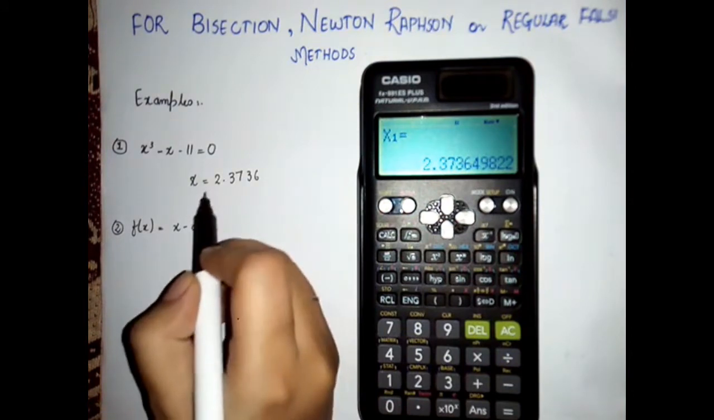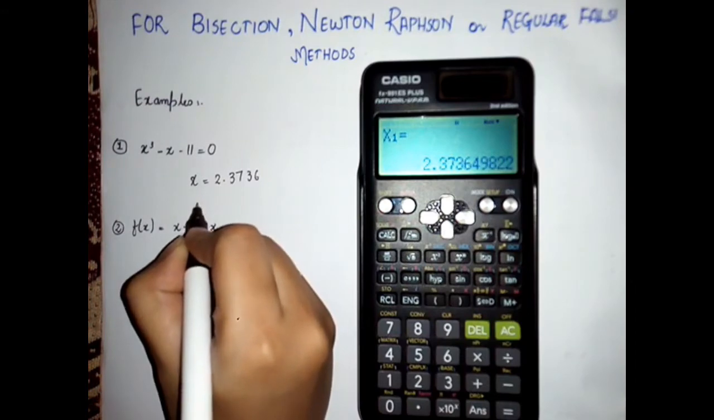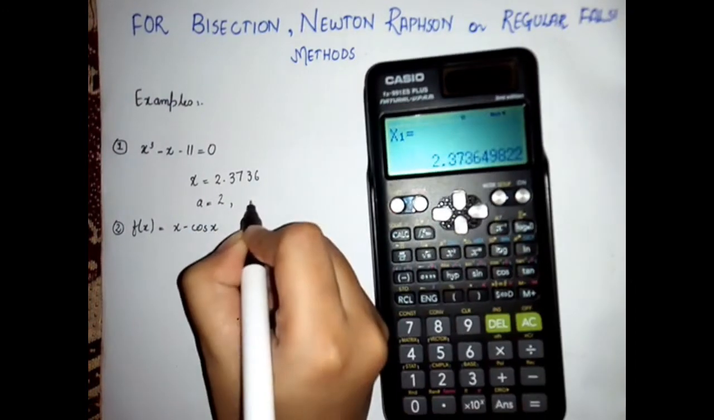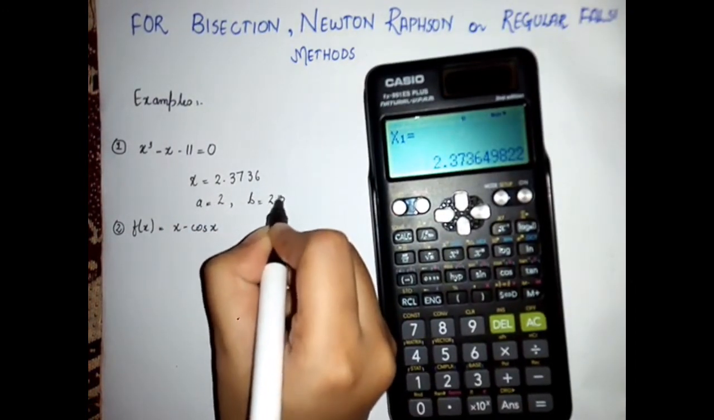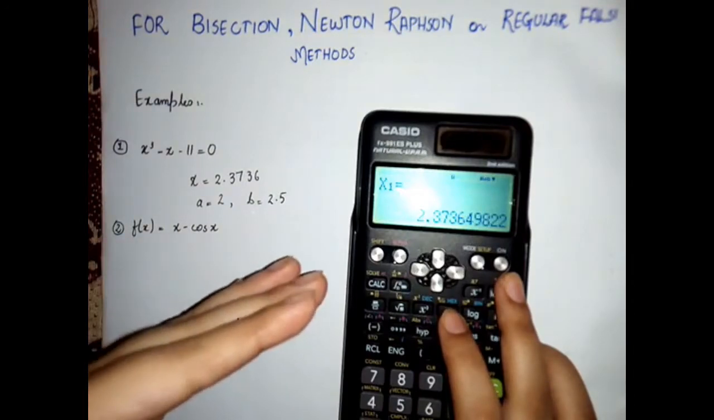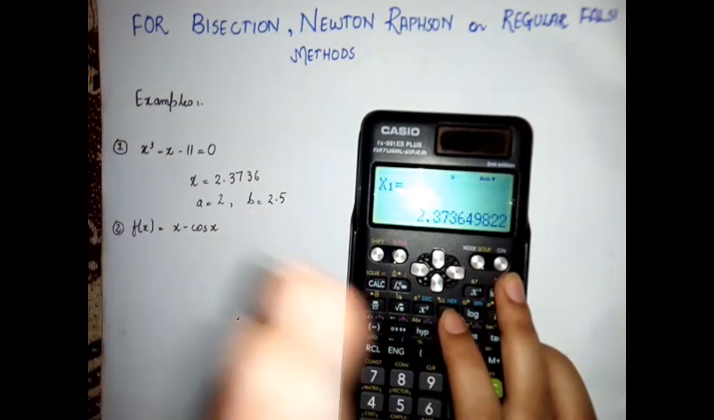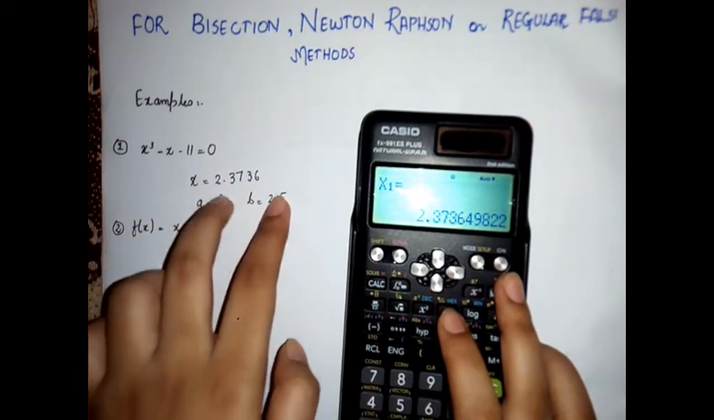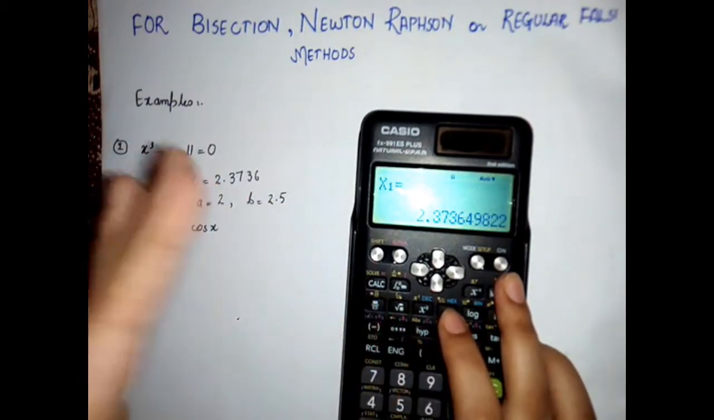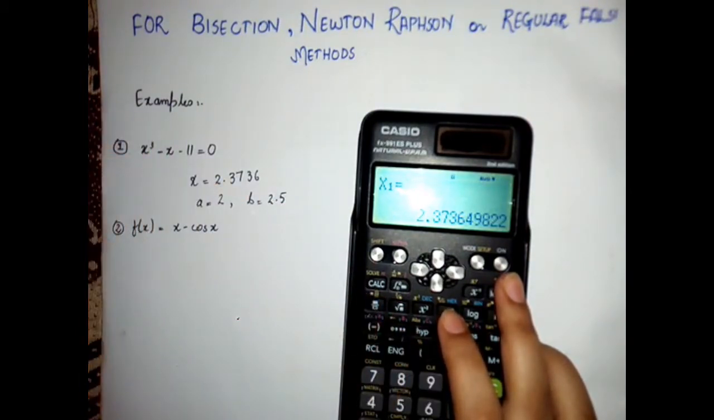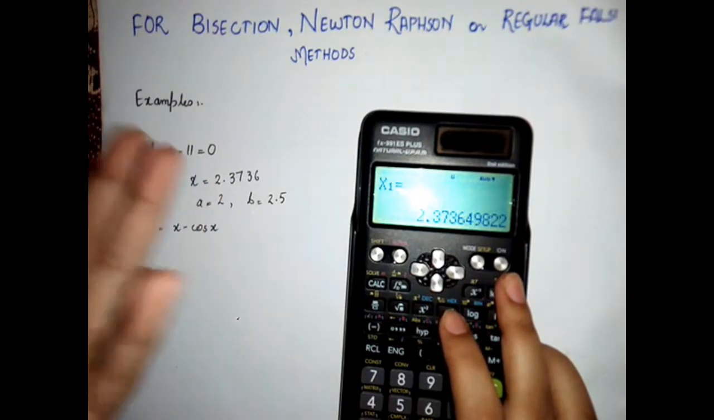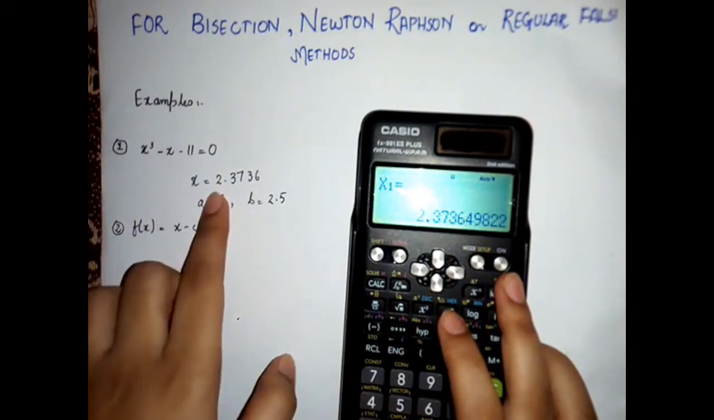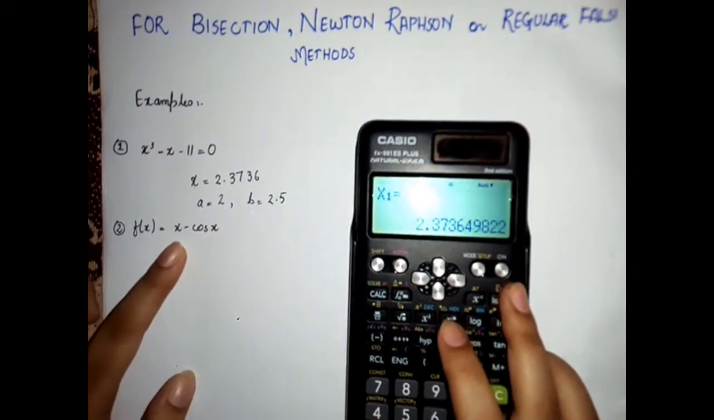I have this answer, so let's choose A as 2 and B as 2.5. One should be before the actual answer and one should be after the actual answer, and then you will start your method, and you will see that your number of iterations will be reduced. If you want to reduce the number of iterations even more, you can choose the values 2.2 and 2.4 as well. Now let's move on to the second one.